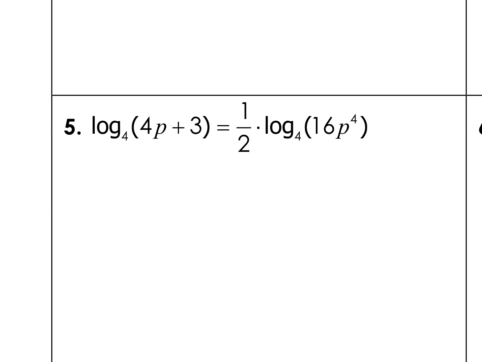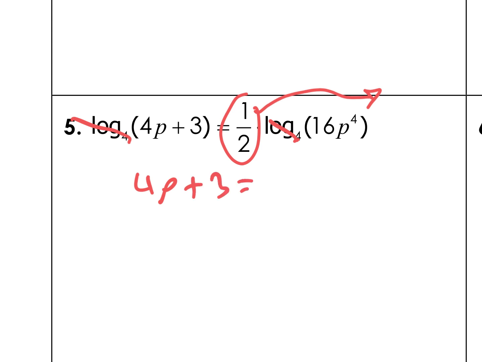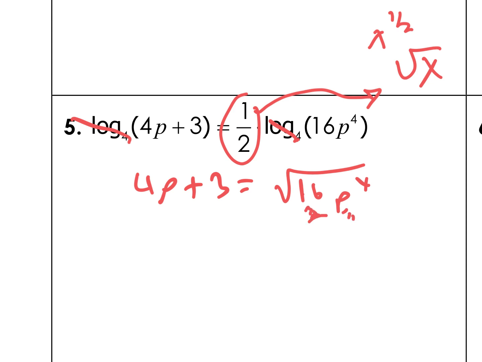And the only thing I can see that I could do is probably take care of this power up here. And then what happens is that cancels, that leaves 4p plus 3 is, now do you remember what the 1/2 power means? It means the square root. So technically I just have the square root of 16 of p to the 4. Just do the square root of each of these separately.